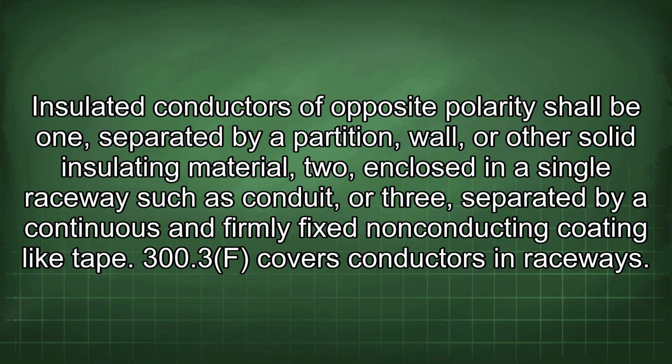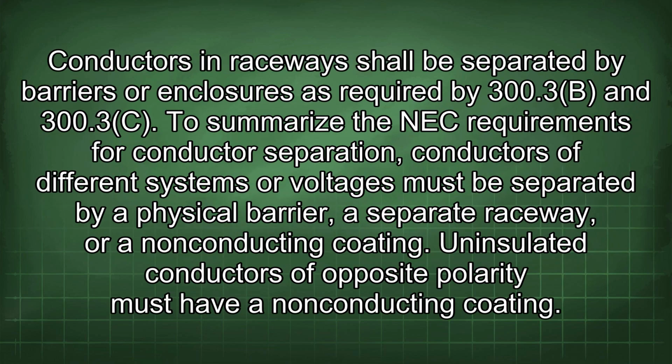300.3f covers conductors and raceways. Conductors and raceways shall be separated by barriers or enclosures as required by 300.3b and 300.3c.